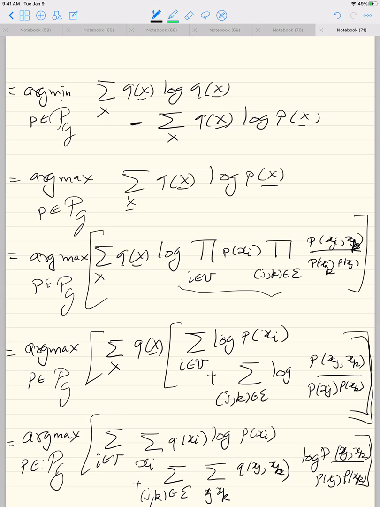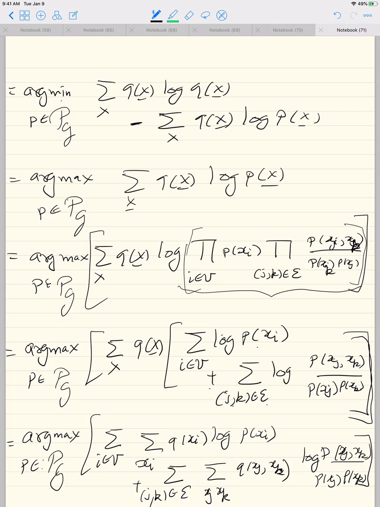It is the product over all i in V of p of xi, and the product over jk in E of p of xj xk over p of xk times p of xj. So the log of the product simplifies nicely. You can write it as a summation over i in V of log of p of xi plus the summation over jk in E of log of p of xj xk divided by p of xj p of xk. And then we have the outer summation over qx.